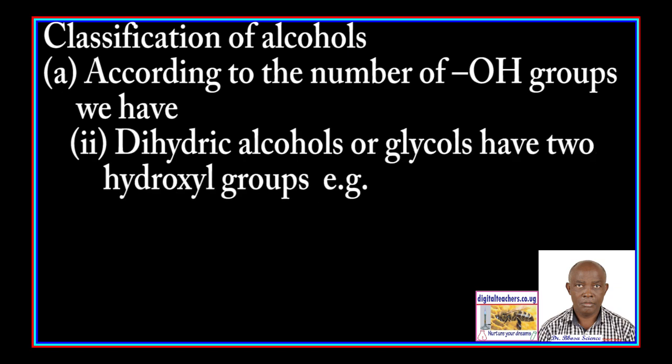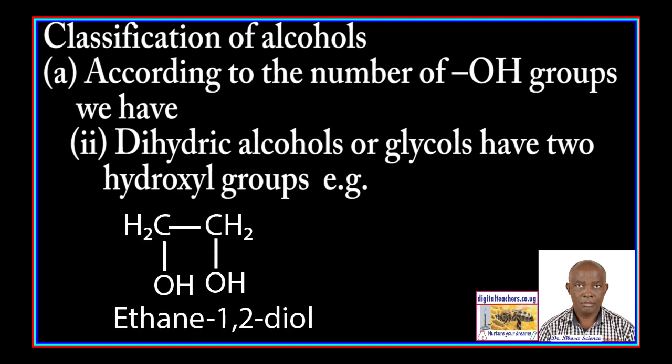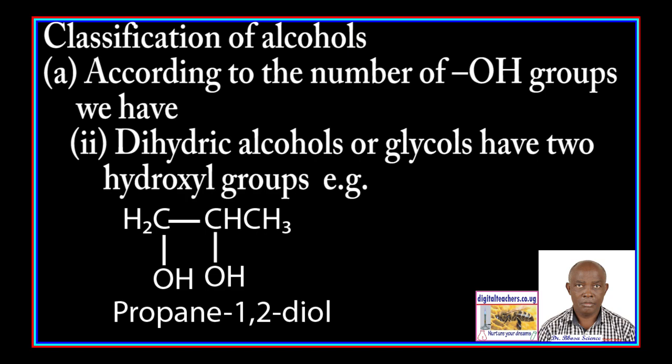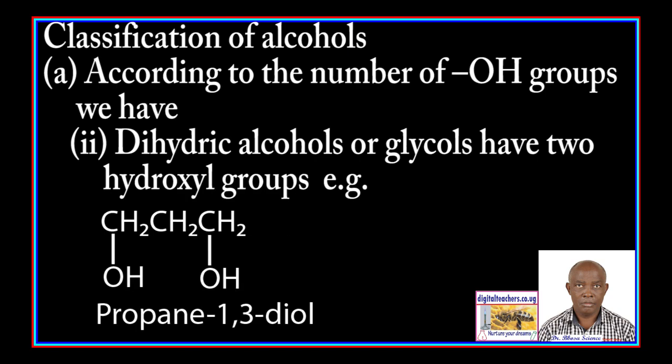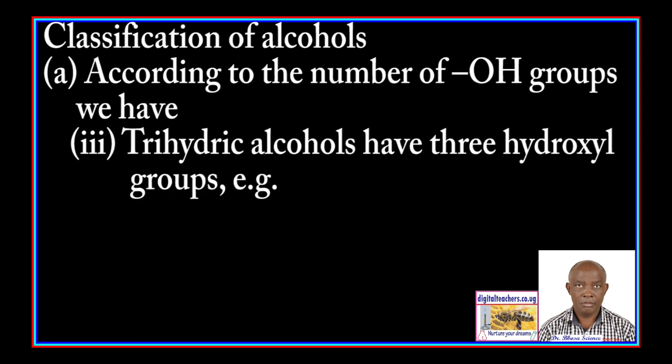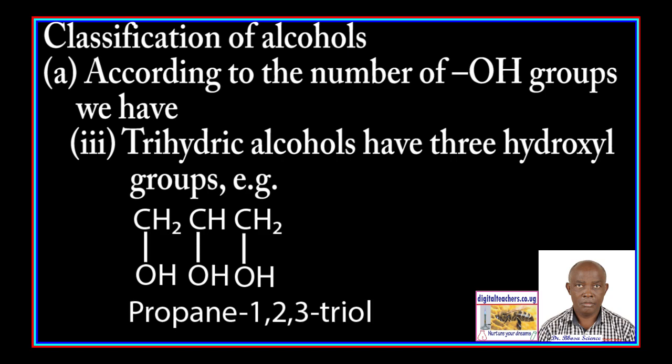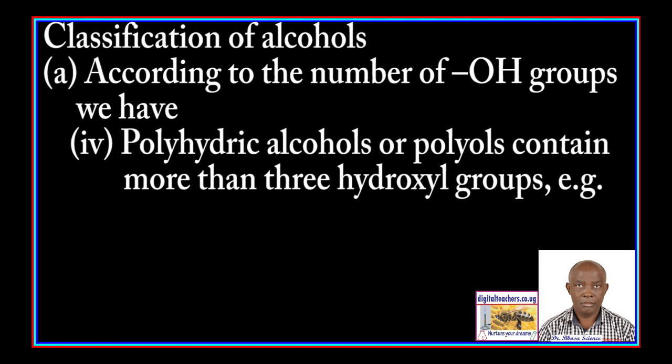2. Dihydric alcohols or glycols have two hydroxyl groups. For example, ethane-1,2-diol, propane-1,2-diol, propane-1,3-diol. 3. Trihydric alcohols have 3 hydroxyl groups. For example, propane-1,2,3-triol. 4. Polyhydric alcohols or polyols contain more than 3 hydroxyl groups.